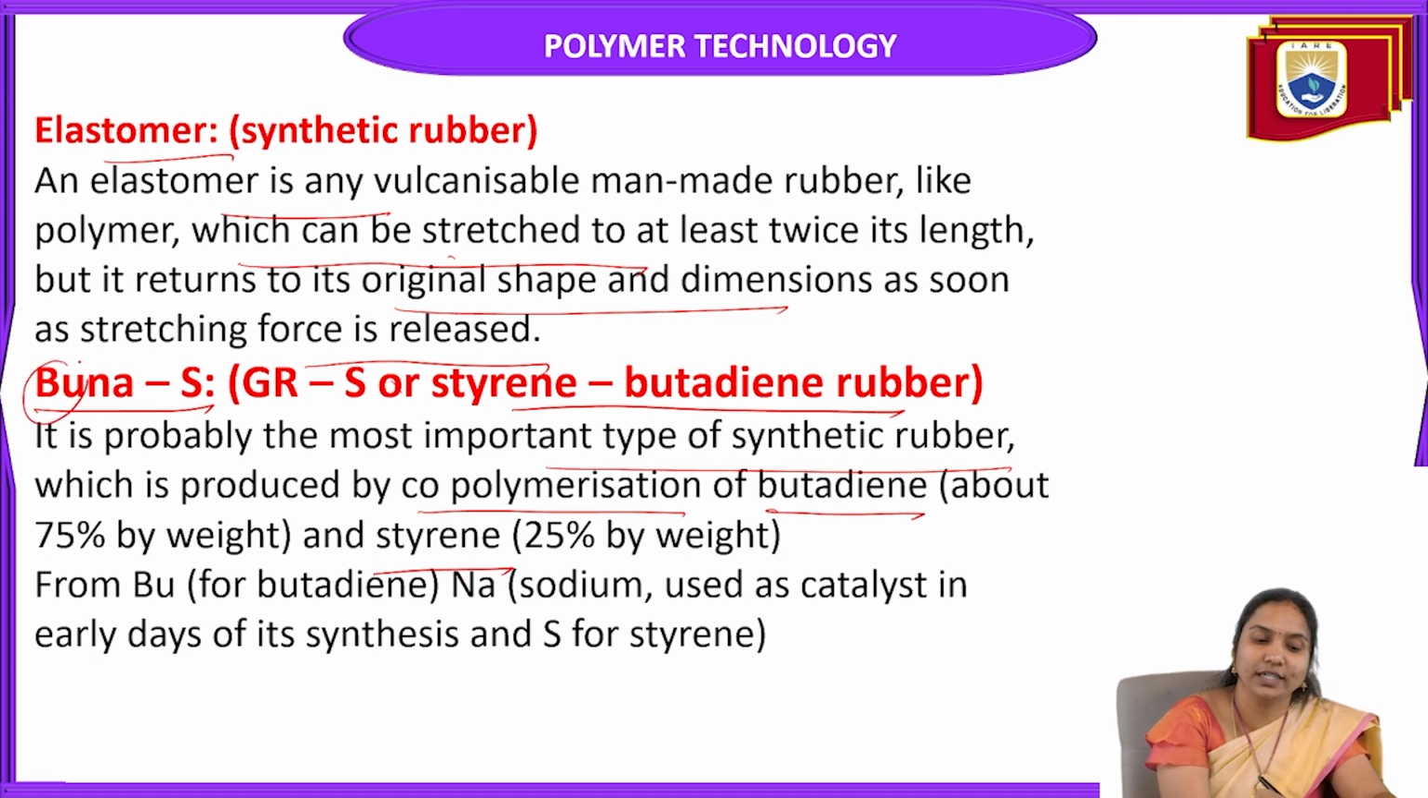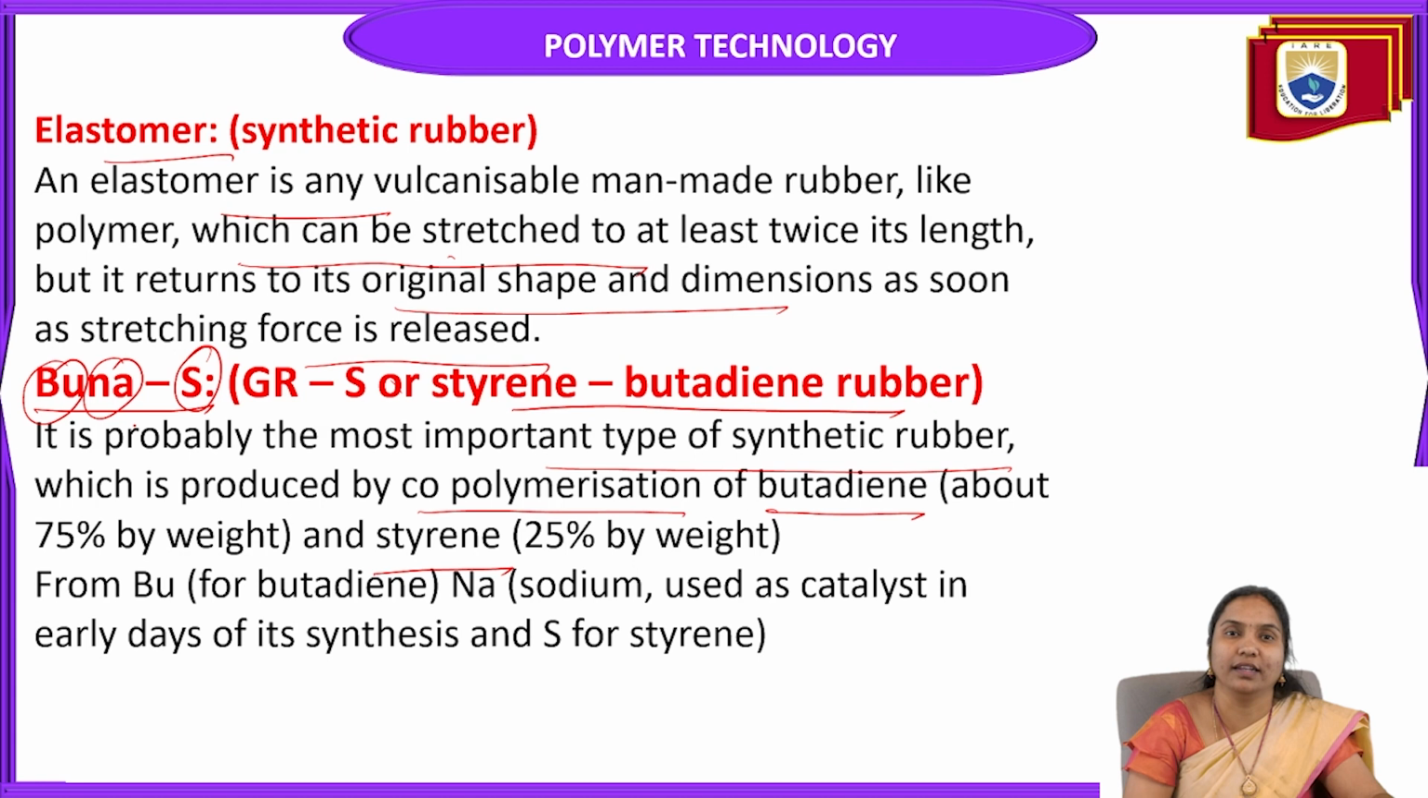Here Bu stands for butadiene, Na stands for sodium, which acts as a catalyst, and S stands for styrene. So here 70% by weight of butadiene and 25% by weight of styrene undergo copolymerization, then give Buna S, butadiene styrene rubber or GRS rubber.